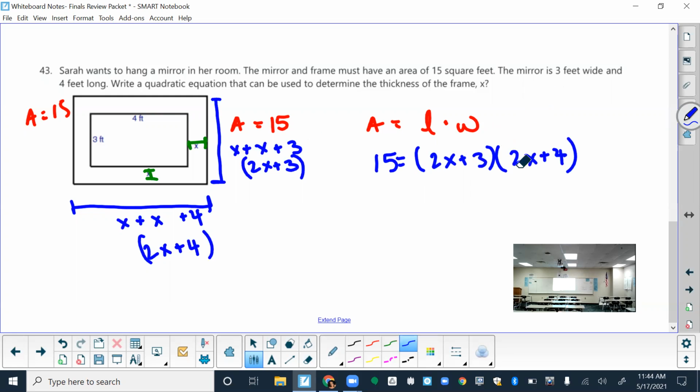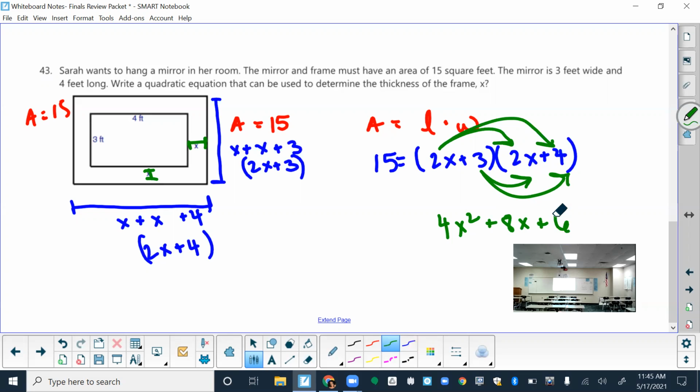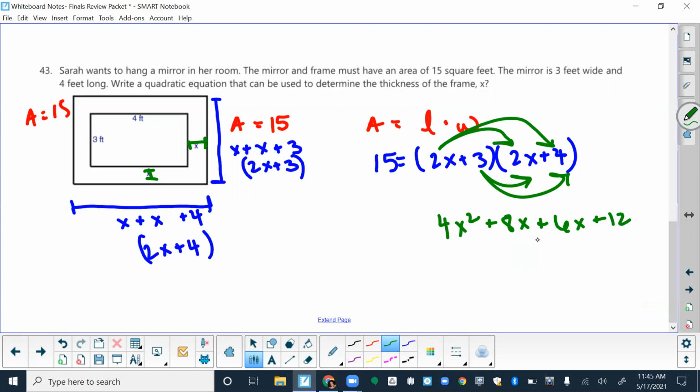All right, to multiply these out, we are going to FOIL them or distribute. So I'll do the arrows for distributing. All right, we have 2X times 2X, which is 4X squared. 2X times 4 is 8X. Then we have 3 times 2X, which is 6X. And 3 times 4, which is 12. All right, then equal to 15.